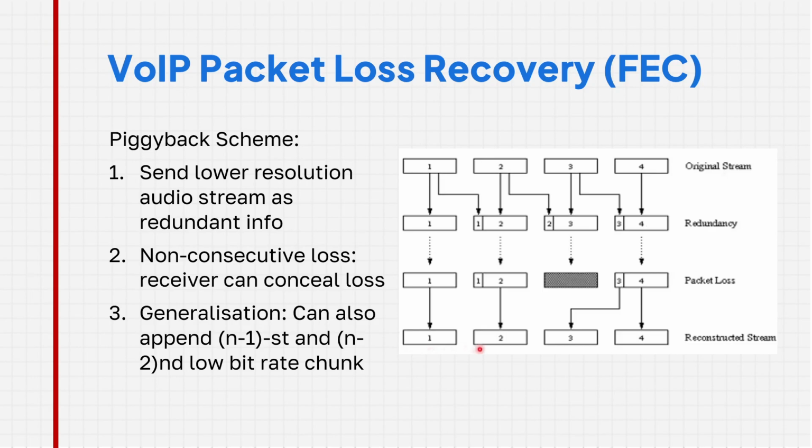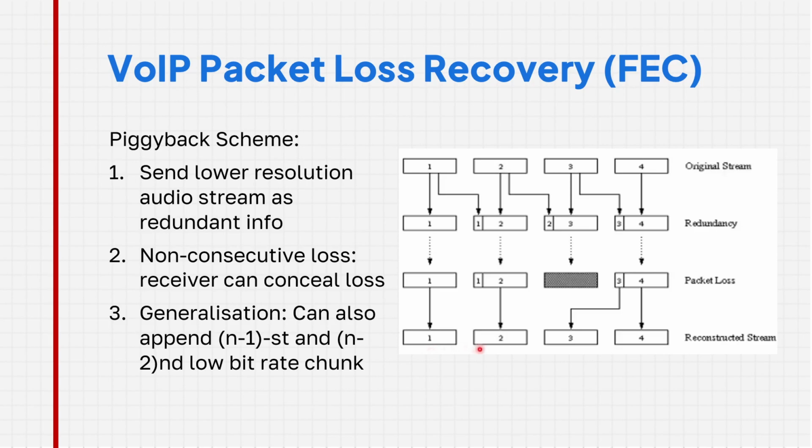Okay, so we send a lower resolution audio stream. This will be piggybacked onto the next i plus 1 chunk here. Then if one of them is lost, we can actually conceal this. We can cover it using the low quality stream. So just this is 3, so I can take it and cover it here.